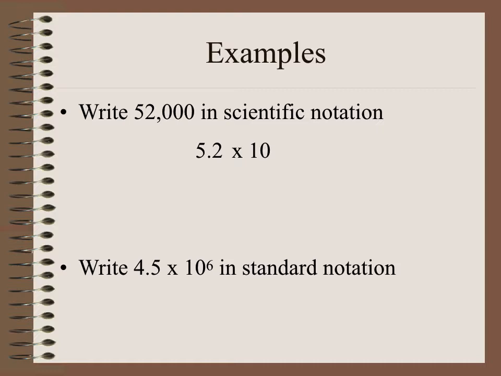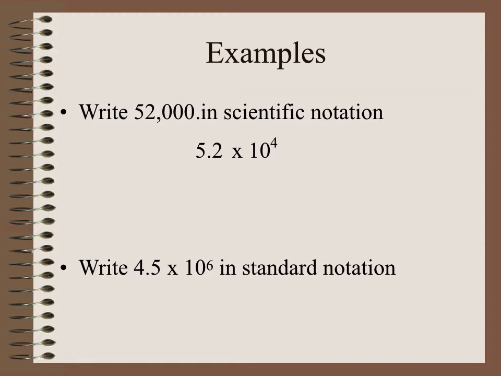And then we need to count how many places we moved our decimal point. Now when we look at the 52,000, it does have a decimal point. It's just not showing. It's really 52,000 decimal point. Then, when we moved the decimal point between the 5 and the 2, we had to move it 4 places. So our power is going to be 4. Notice that that power is not necessarily the number of zeros that we removed. It is, though, the number of places that we did move the decimal point.